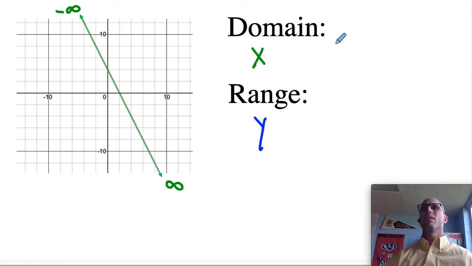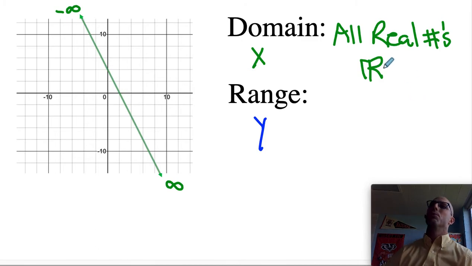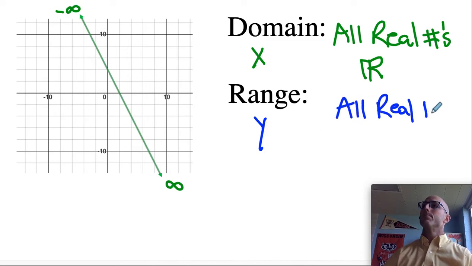So our domain, we can write this a few different ways. We call this all real numbers. There's a fancy R that you can write for that. That's a notation symbol that we use for all real numbers in math. That's totally cool. You can abbreviate ARN if you want to, but all real numbers just means we could pick any value, and it's going to be on our line somewhere. It's going to be included in this function. For similar reasoning, our range is also going to be all real numbers in this particular case.